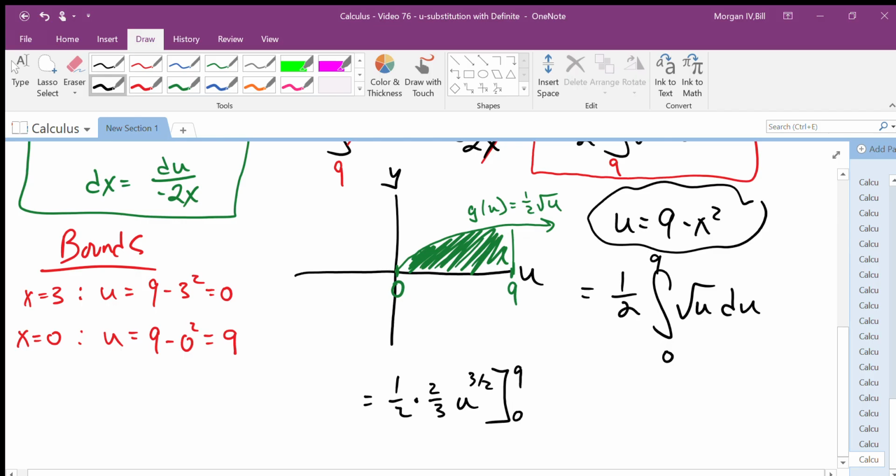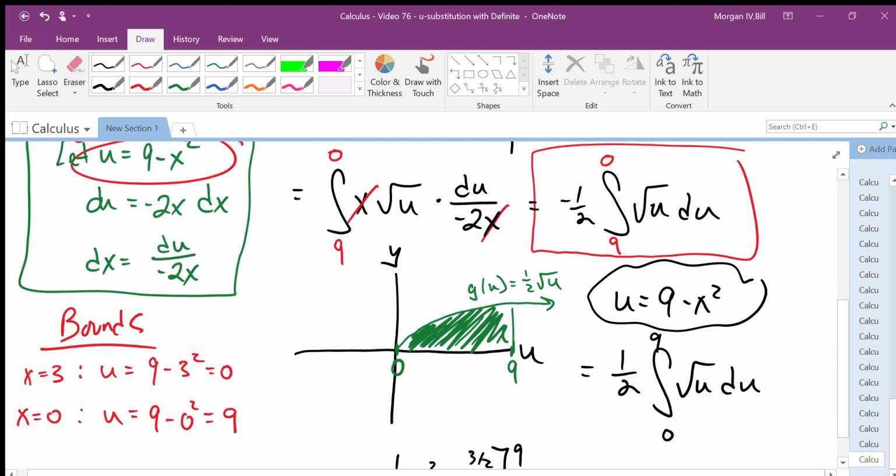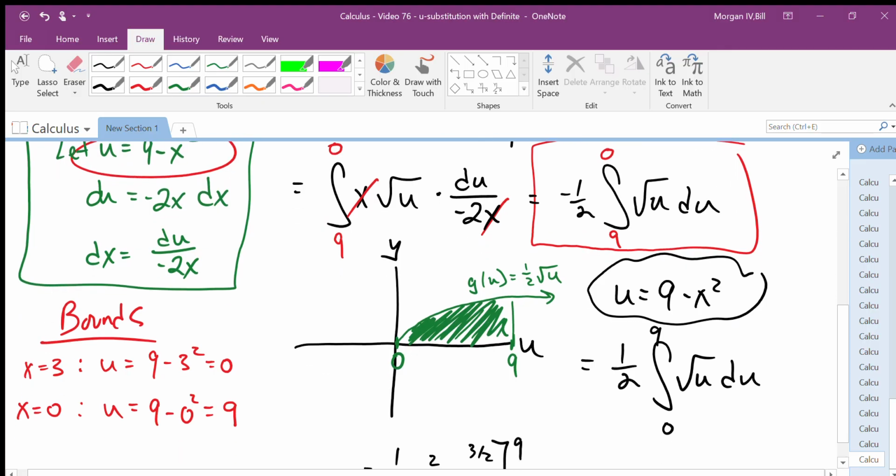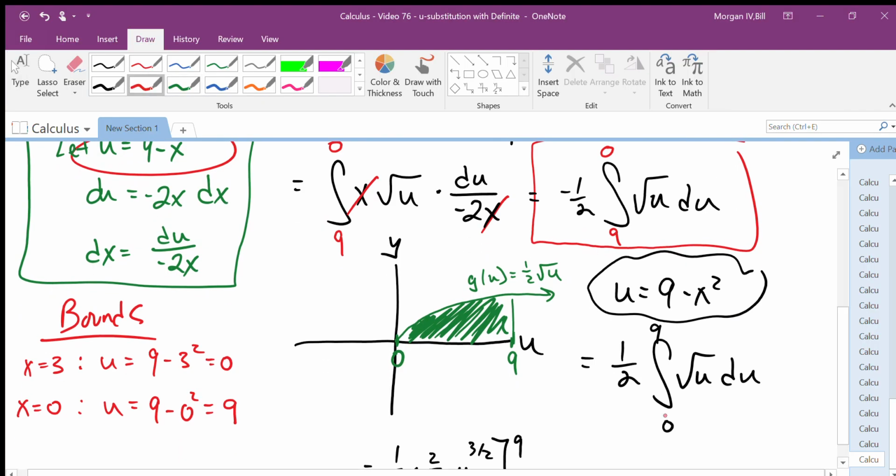So these are u bounds. I didn't label those. The x bounds were from 0 to 3. The u bounds are 0 to 9.